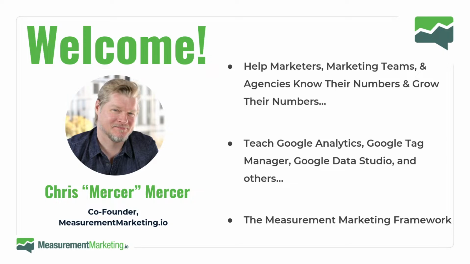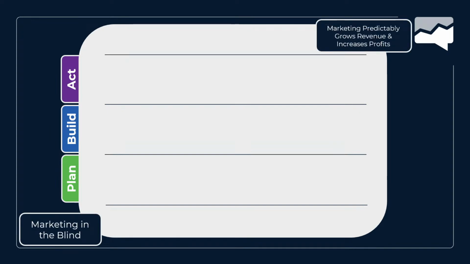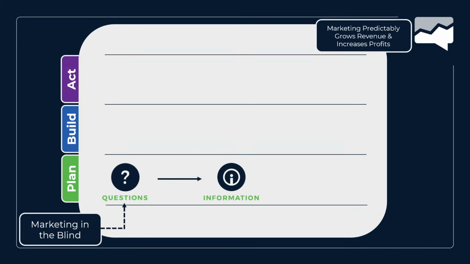And of course, today we're going to talk about GA4. Now, we are going to run through the measurement marketing framework because remember, this is an important step that no matter what, you should have in your own organization. 3 key steps: plan, build, and act. Why do we do that? Because we all start marketing in the blind. We're trying to get to the point where our marketing is predictably growing revenue and increasing our profits. And we need this plan, build, act, measurement framework to actually go through and do that. So planning, remember, it's all about asking the right questions, collecting the information to get those answers, and ultimately what actions we will take based upon the answers we get.